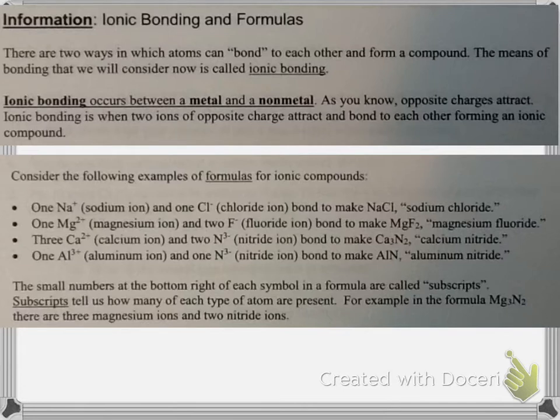The small numbers at the bottom right of each symbol in a formula are called subscripts. Subscripts tell us how many of each type of atom are present. For example, in the formula Mg3N2, there are 3 magnesium ions and 2 nitride ions.